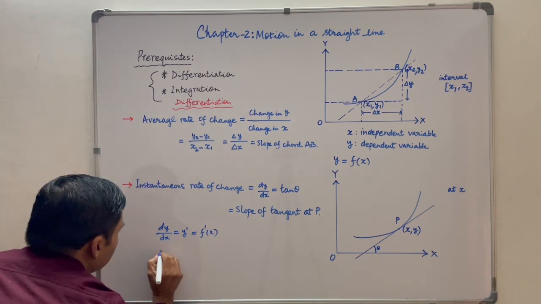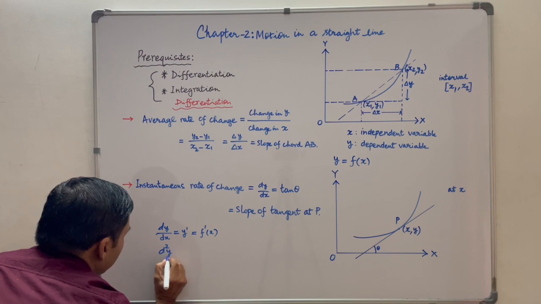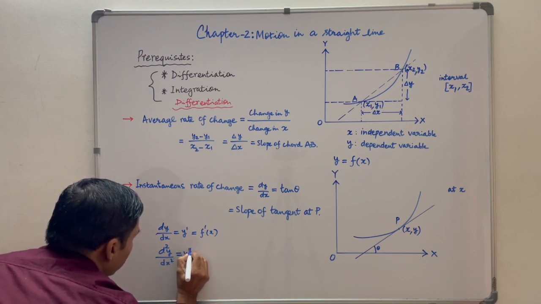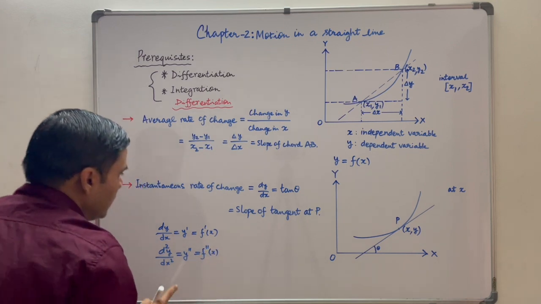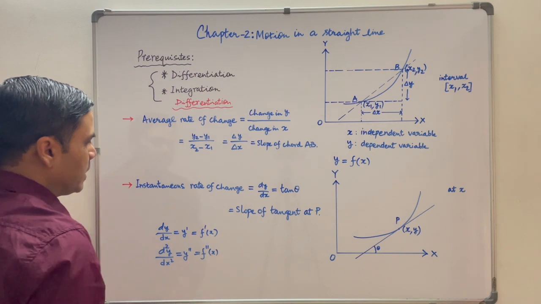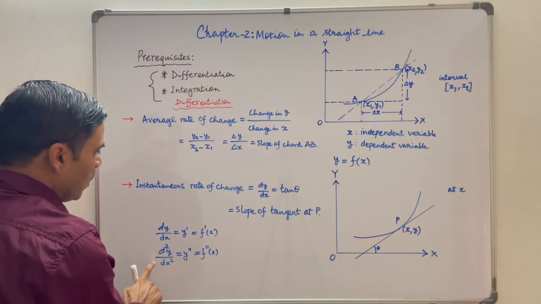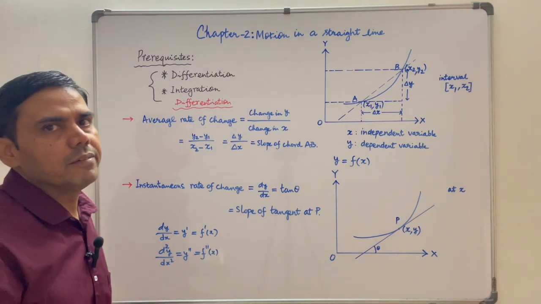Second order derivative can be written as d square y upon dx square is equal to y double dash is equal to f double dash x. Similarly, we can write higher order derivatives. Second order derivative onwards is called higher order derivatives.